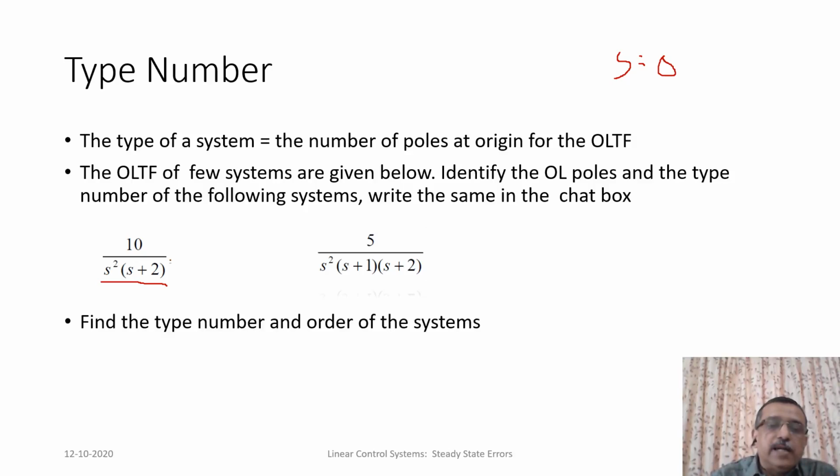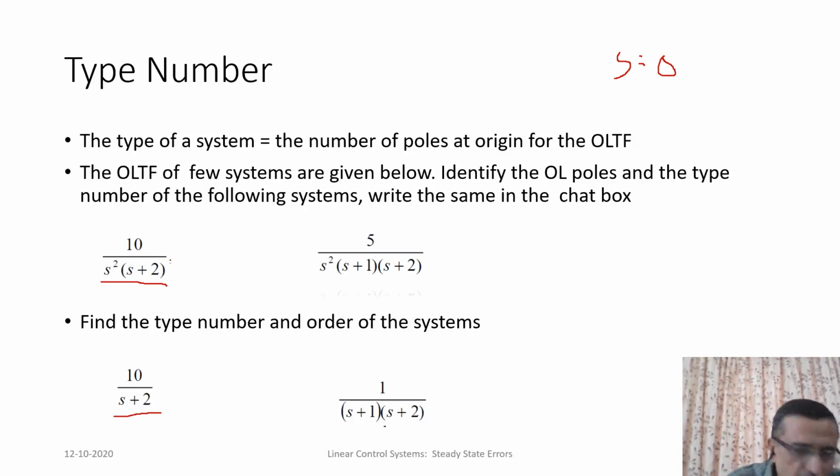So here, find the type number and order of the system. What is the type number here? You find it out. I'll tell you about the order. The order of the system is the maximum power of the differential equation behind this; that is called the order of the system.